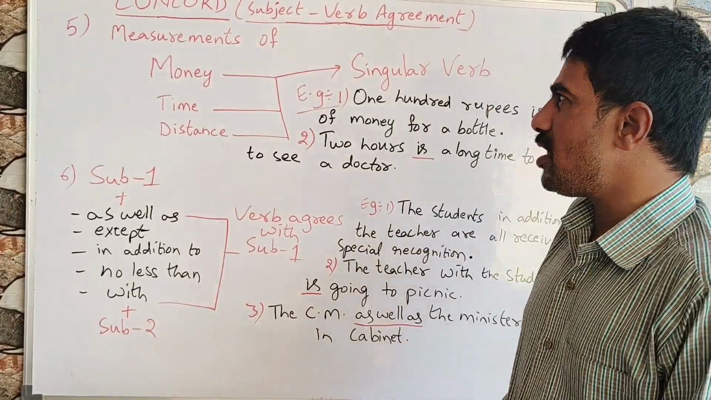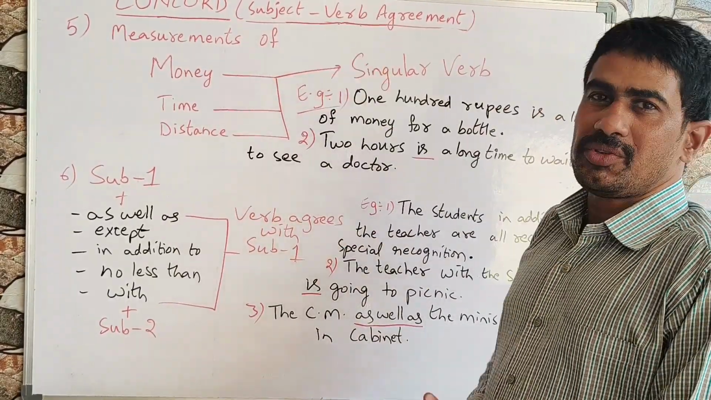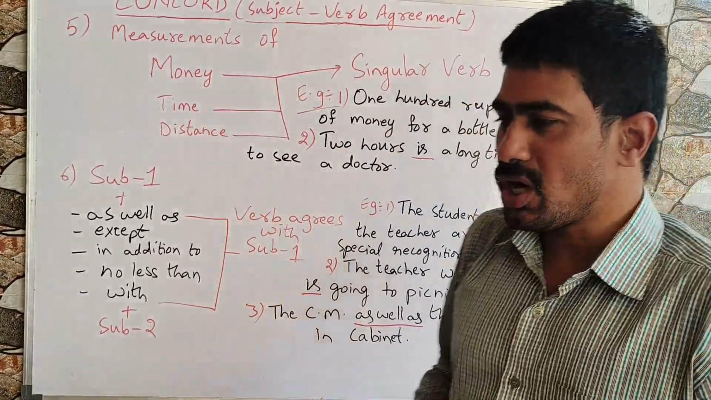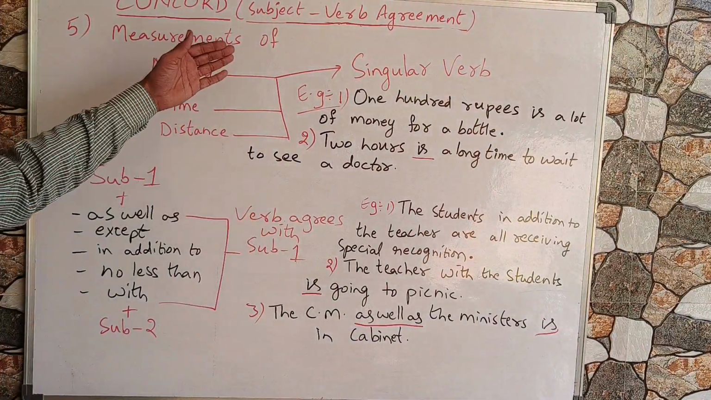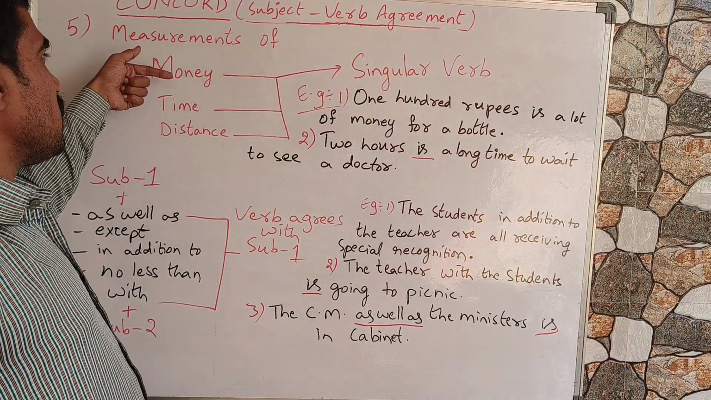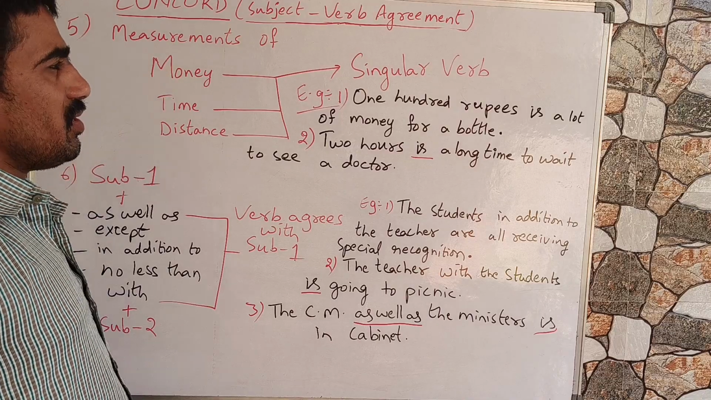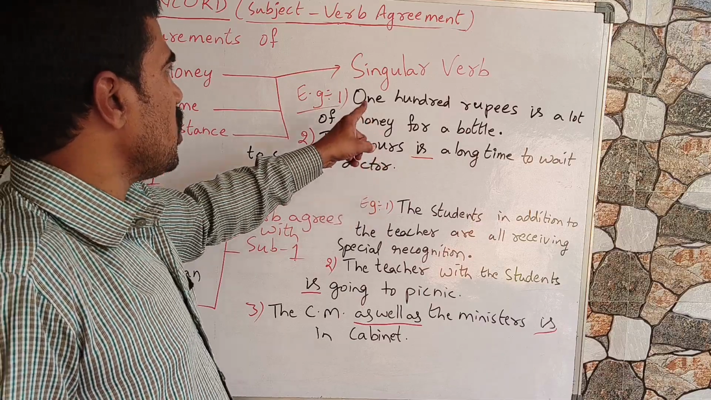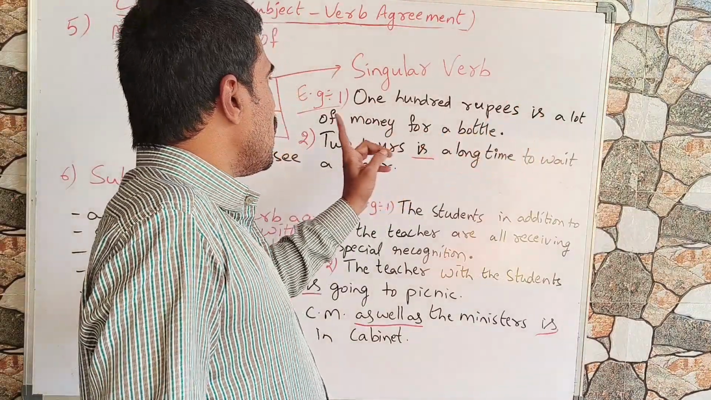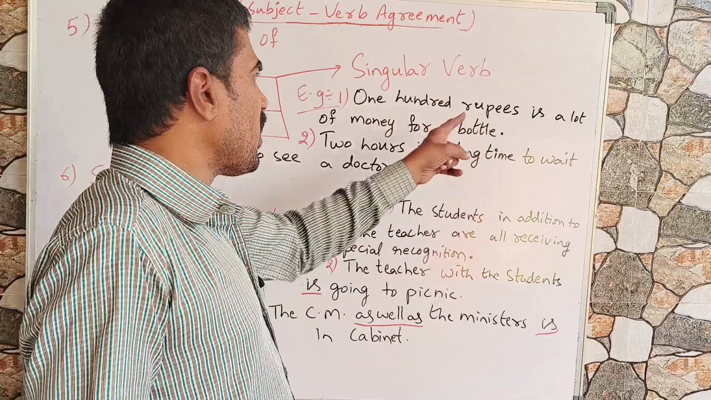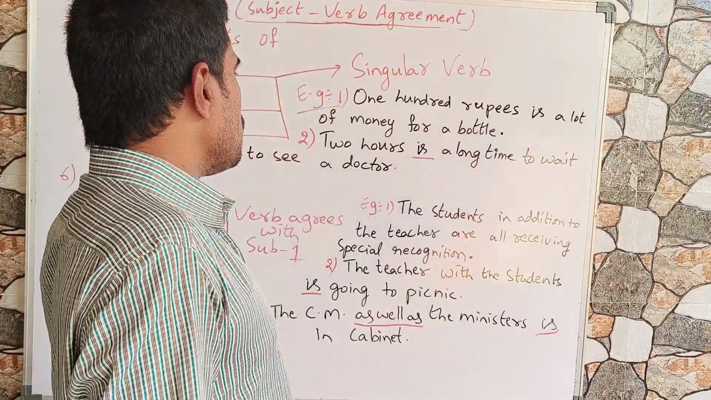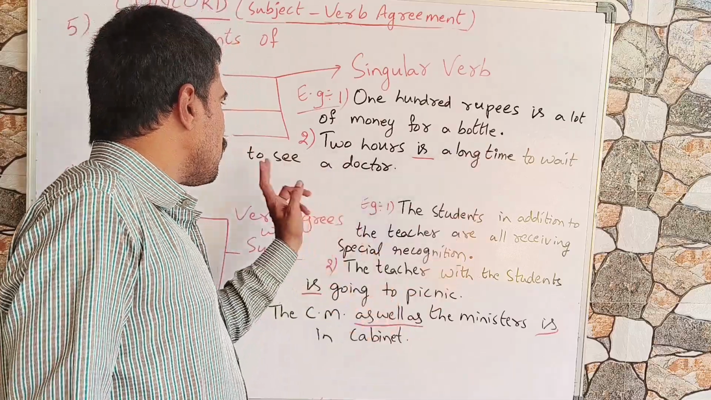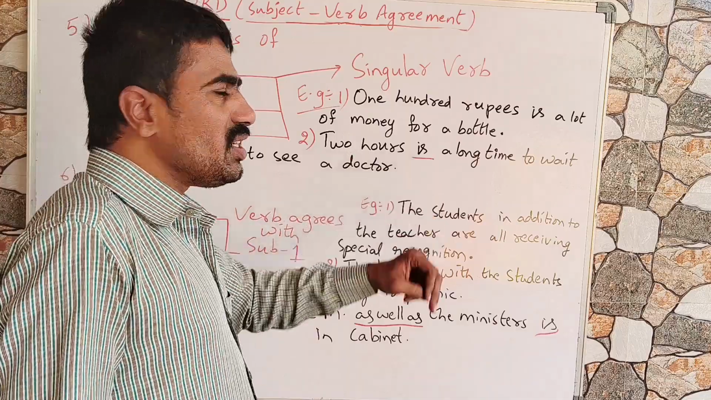Friends, now let us look at the fifth rule, that is measurements of money, time, and distance. Here we always use the singular verb. If you look at the examples, we understand better. 100 rupees is a lot of money for a bottle. So 100 rupees is. Okay. Coming to the second example, 2 hours is a long time to wait to see a doctor. 2 hours is a long time.